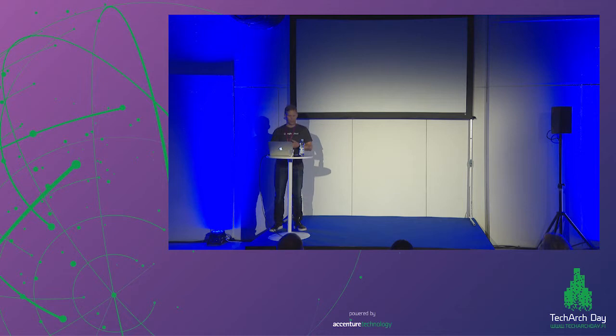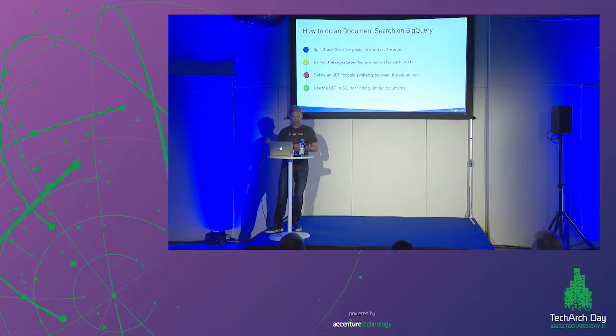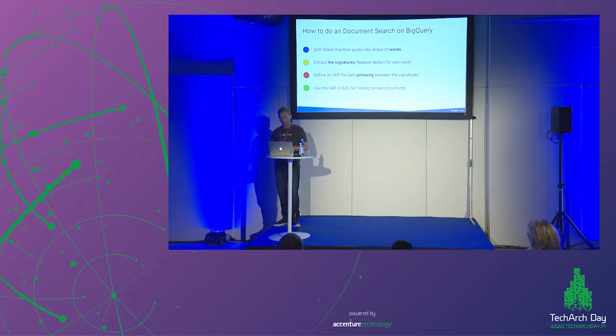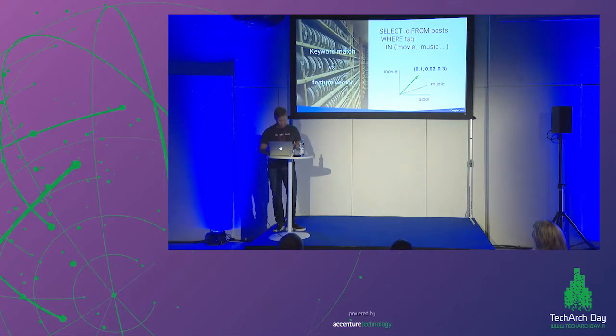What we did was that we downloaded the documents, and we split each document into an array of words. Then we extract the signatures, which are the feature vectors for each post. We define a user-defined function, which is a way of creating a function in JavaScript that you can then call from within your SQL code. And then you use this UDF in SQL for finding similar documents.